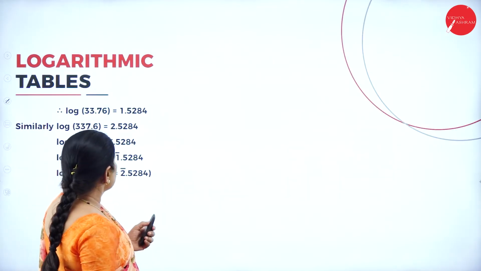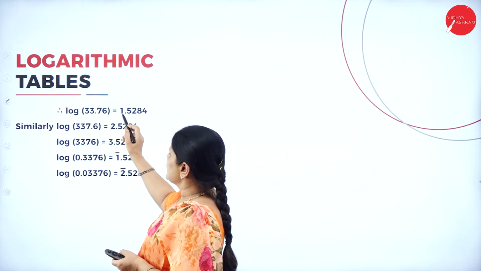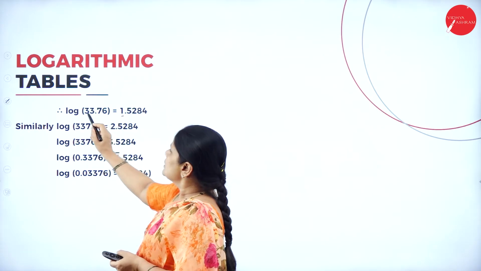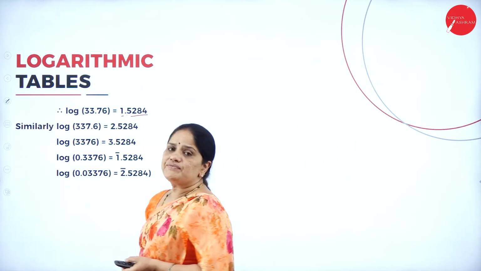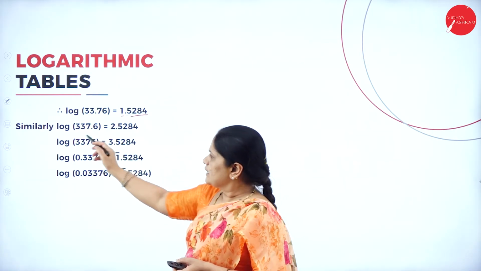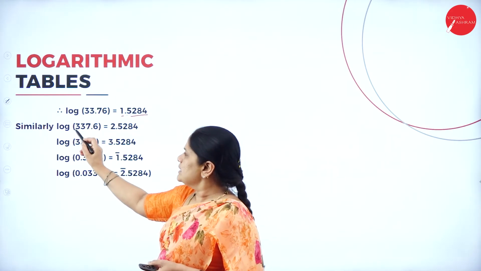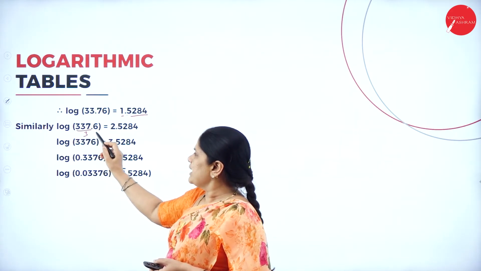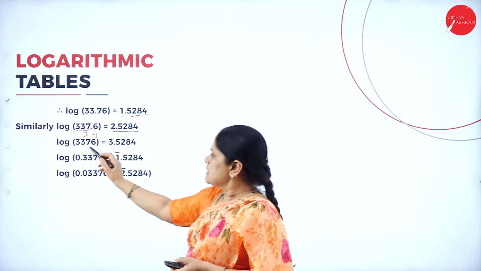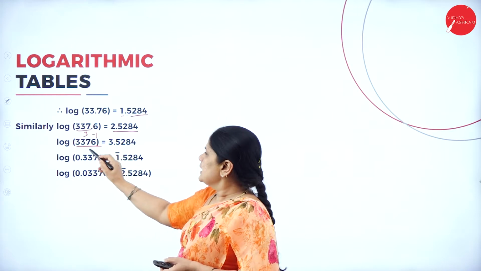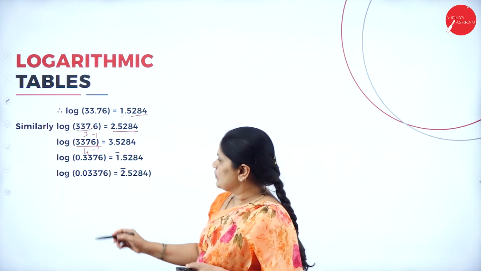Now here, if you can see, log of 33.76. There are 2 digits here, 2 minus 1 is 1, so 1.5284. Then again here, log of 337.6. How many digits are here? 3 digits. 3 minus 1 equals 2, so 2.5284. Suppose there are 4 digits, then it will be 4 minus 1, that is 3.5284.